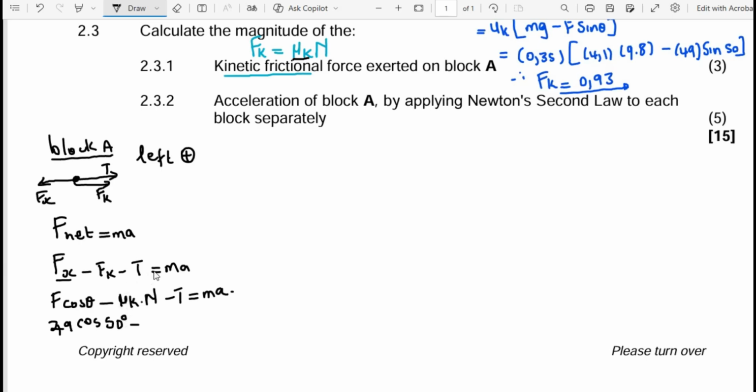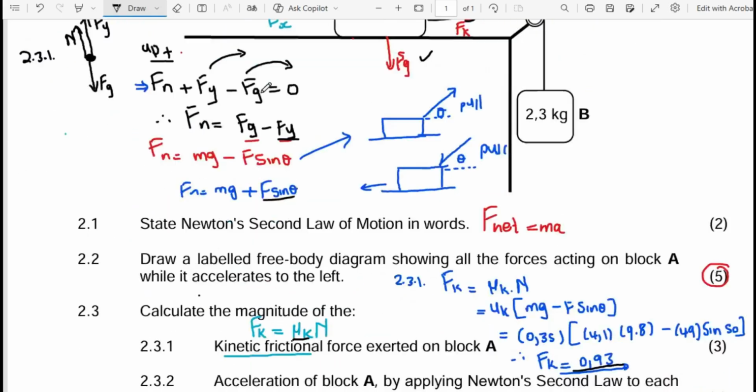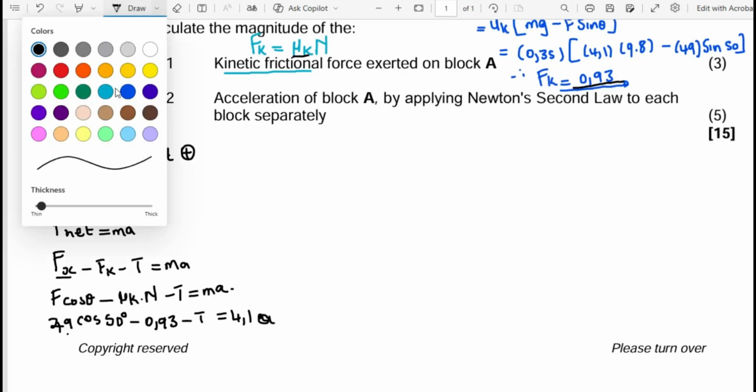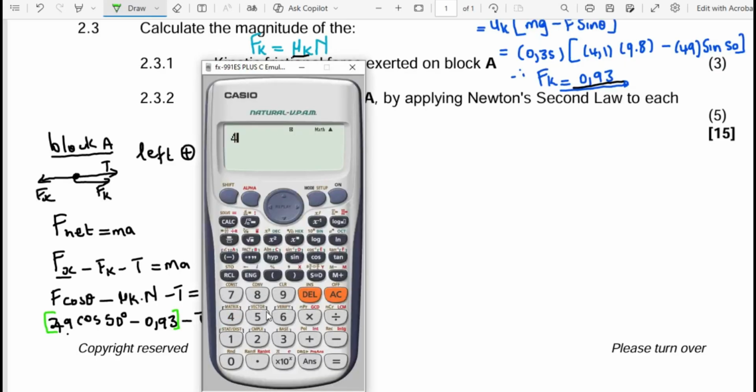We minus, already we know what Fk is. We just calculated Fk to be 0.93. So I'll just substitute that, 0.93. Minus tension, it's equal to the mass for block A. We say this is block A, and the mass, we can see that it's 4.1. Okay, so the mass will be 4.1 times the acceleration. Then we just have to punch all that in the calculator and see what we get. So let me quickly put that on the calculator and see.